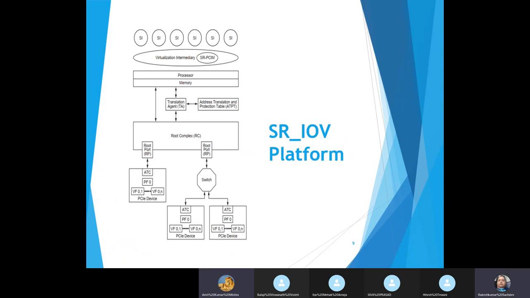Don't go into implementation detail. Yeah, just ask a question at a high level. My question is, since you mentioned that the root port doesn't know that it is actually accessing a virtual function or a physical function, but during enumeration, the enumeration software would know that it is assigning the BDF to a virtual function, right? That is what I said here. The SR-PCIM driver does that.